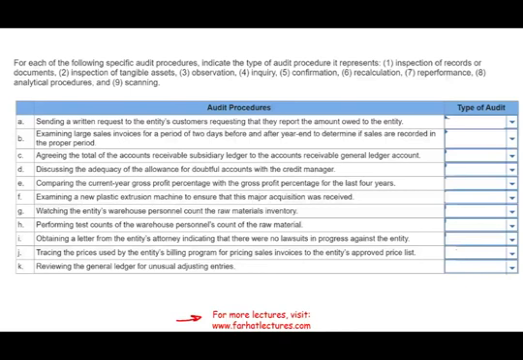Looking at A, sending written requests to the entity's customers requesting that they report the amount owed to the entity. Okay, what type of evidence is that? When we send a confirmation to someone else, to a third party. Well, I hope you know this, and if not, don't sit for the exam yet. That's a confirmation. So the evidence is a confirmation. Generally speaking, this is a strong form of evidence, as long as it's controlled. Controlled means you send it out and you receive it.